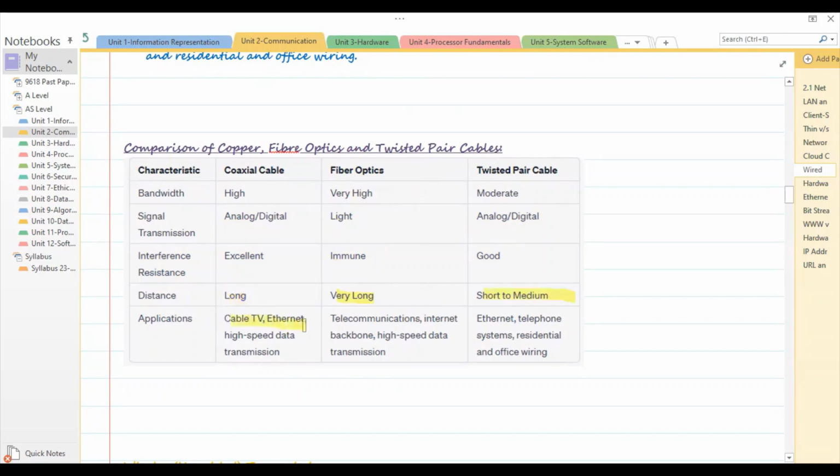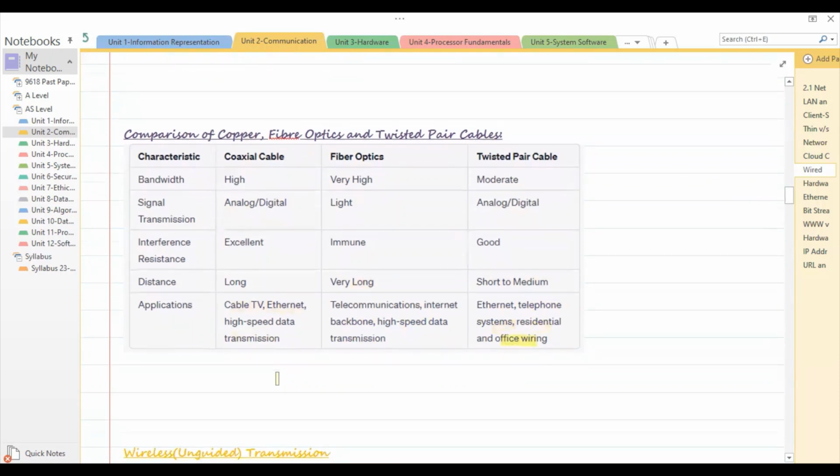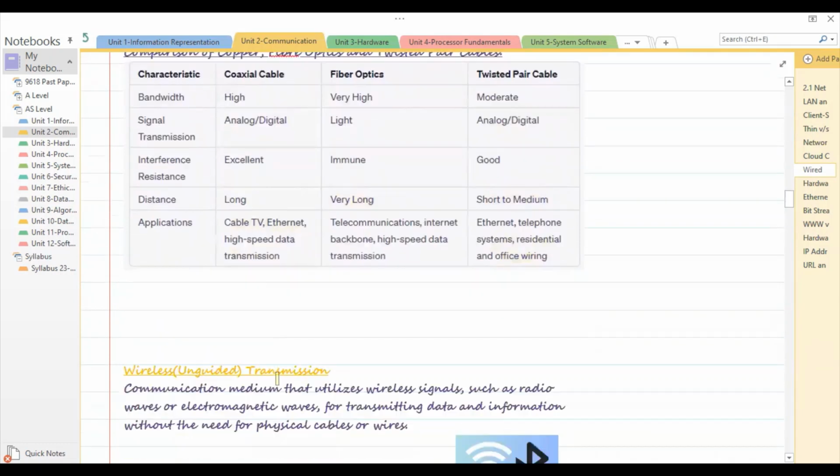Application areas: cable TV, Ethernet, high-speed data transmission for fiber optics; telecommunication lines, internet backbone, high-speed data transmission; and for twisted pair, Ethernet, telephone systems, residential and office wiring. This is the comparison of all three cables.